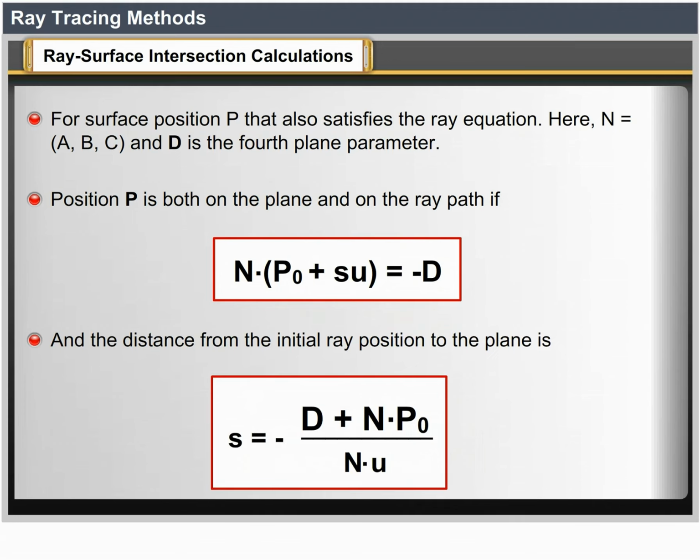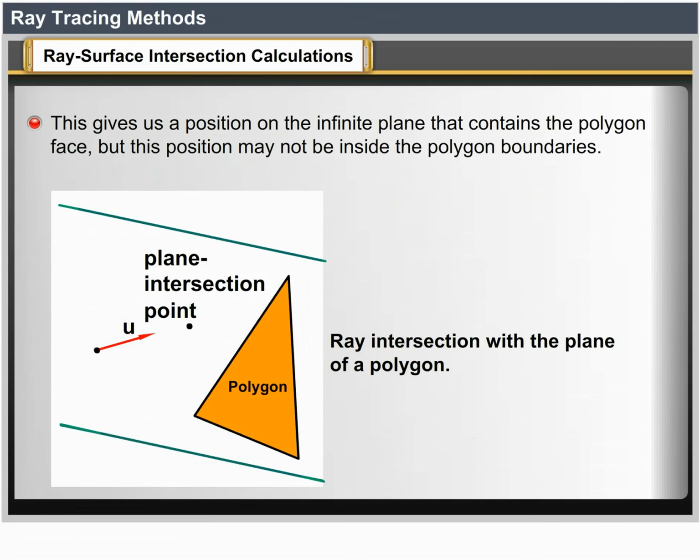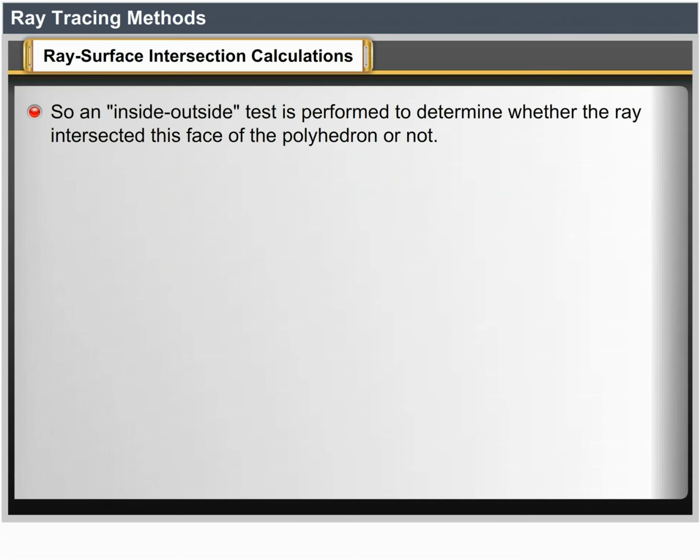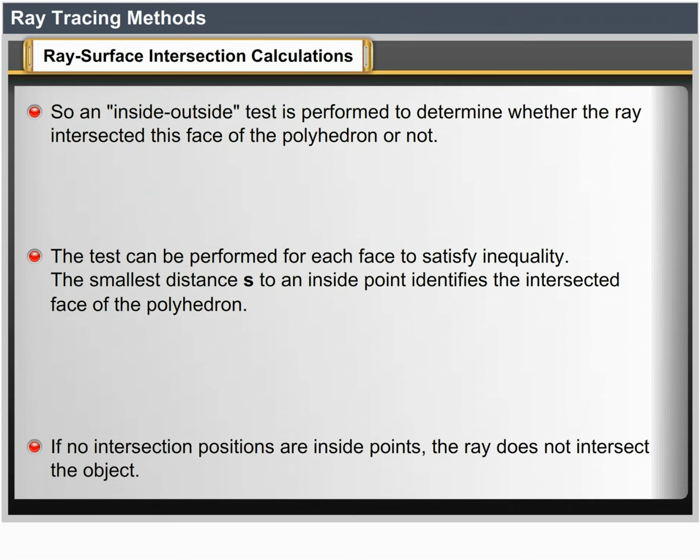This gives us the position on the infinite plane that contains the polygon face, but this position may not be inside the polygon boundaries. Refer to this figure. So we need to perform an inside-outside test to determine whether the ray intersected this face of the polyhedron. We perform this test for each face satisfying the inequality. The smallest distance S to an inside point identifies the intersected face of the polyhedron. If no intersection positions are inside points, the ray does not intersect the object.